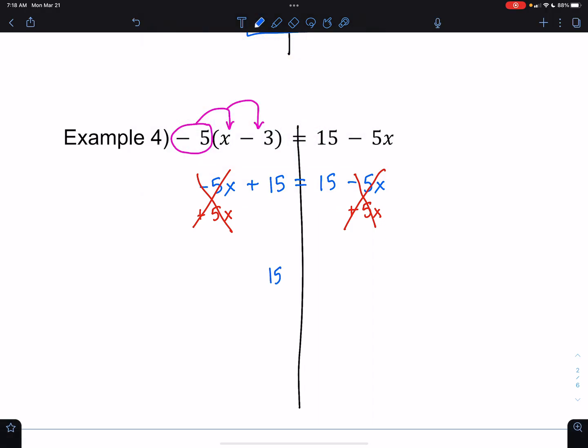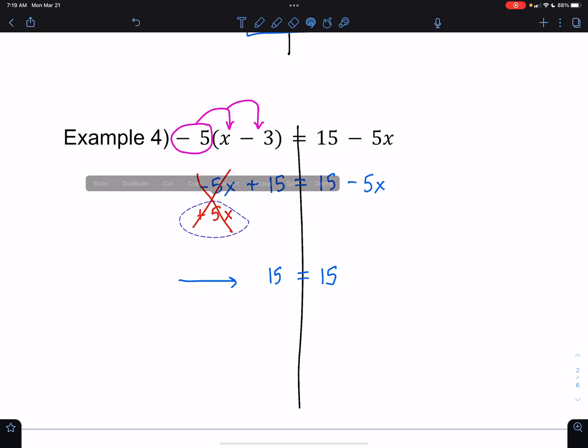And it just leaves us with 15 equals 15. Now, there are no more x's, so there's nothing else we can do to get x by itself. So how do we interpret this result? What does it mean when it says 15 equals 15? Well, take a look real quick, and I'm going to clear some of this back up again.